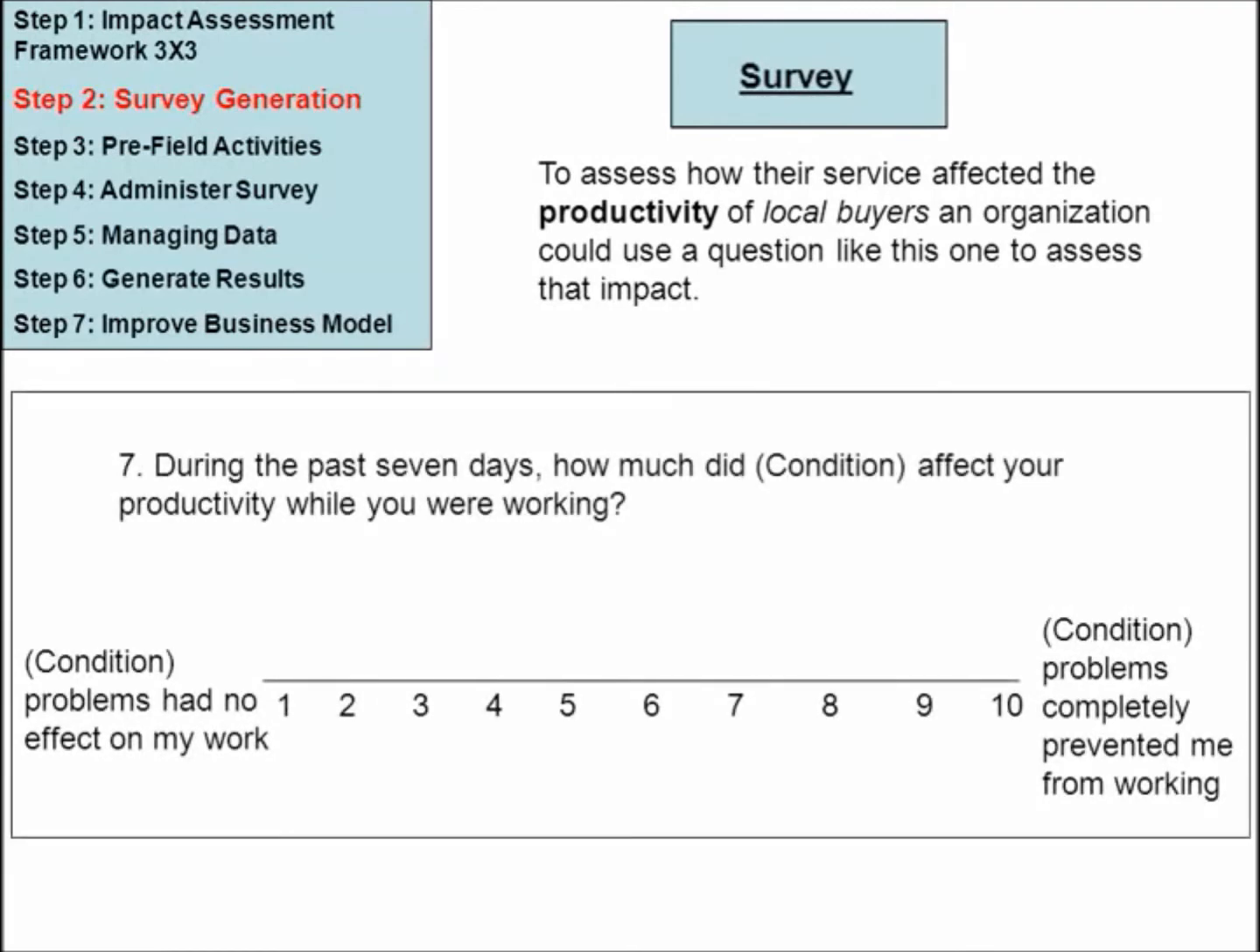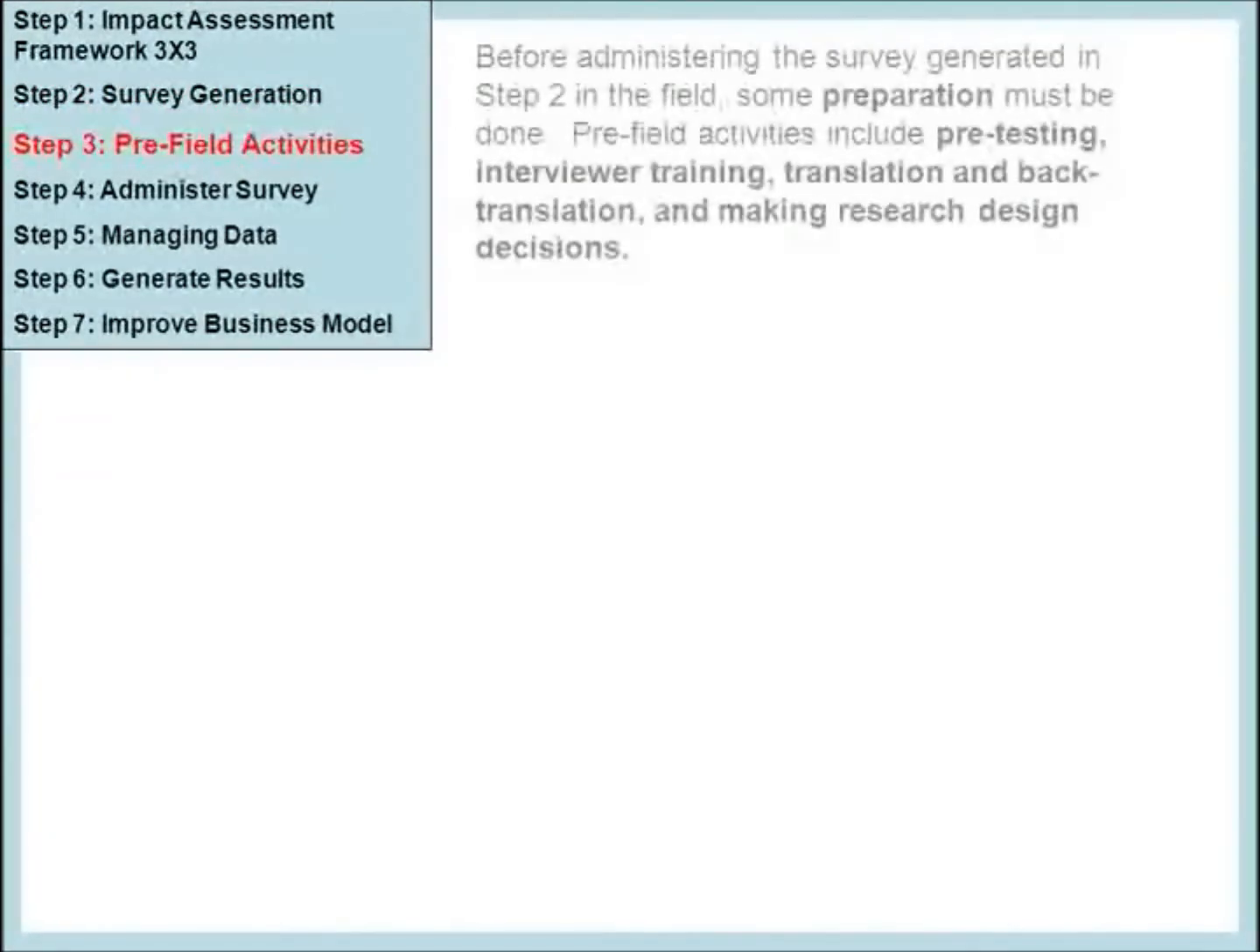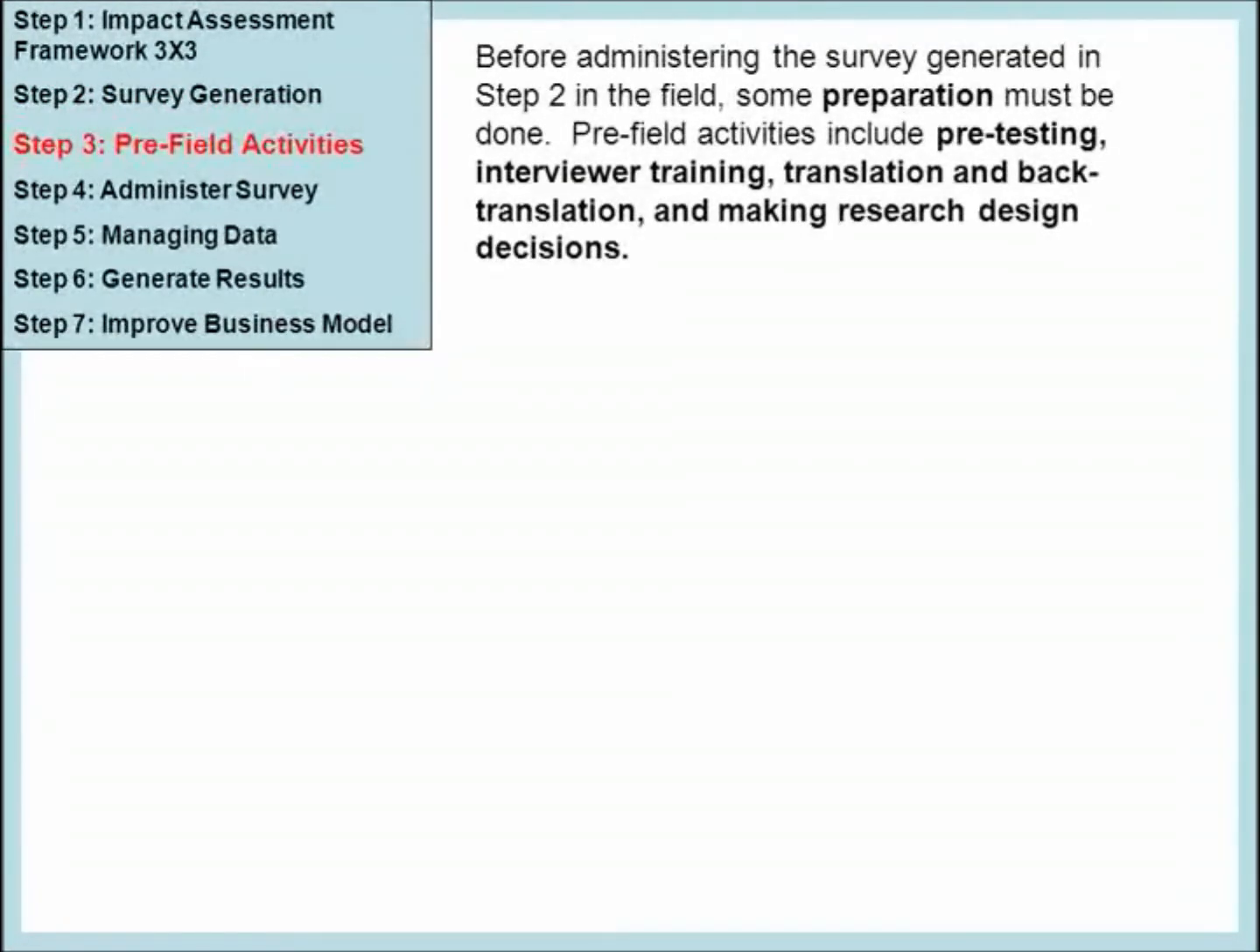In order to evaluate their impact on buyer productivity, for example, the organization might ask buyers to rate how much a certain condition that their product alleviates affected their work on a scale of 1 to 10, with 0 corresponding to no effect and 10 corresponding to complete prevention of all work. The William Davidson Institute would follow the same process to find other questions to include in the survey that would measure the major impacts on buyers identified during the strategic analysis. These questions would then be put together to create a survey.